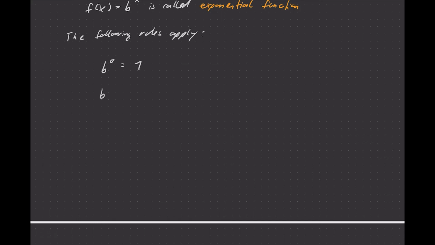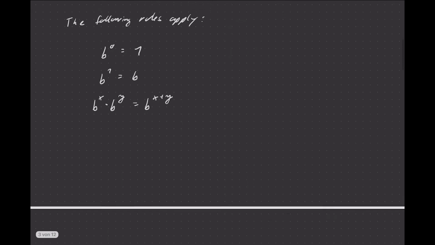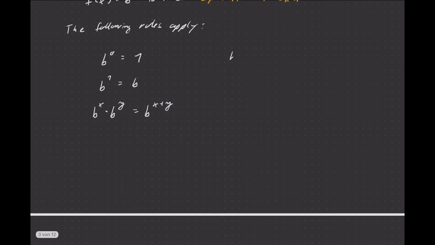Then, of course, b to the power of 1 is just b itself. And if you combine different terms like b to the power of x times b to the power of y, this is the same as b to the power of x plus y. And then there is the neat notation b to the power of minus x. Change the sign of that. That's the same thing as 1 divided by b to the power of x. And of course, for this to work, b better not be 0.